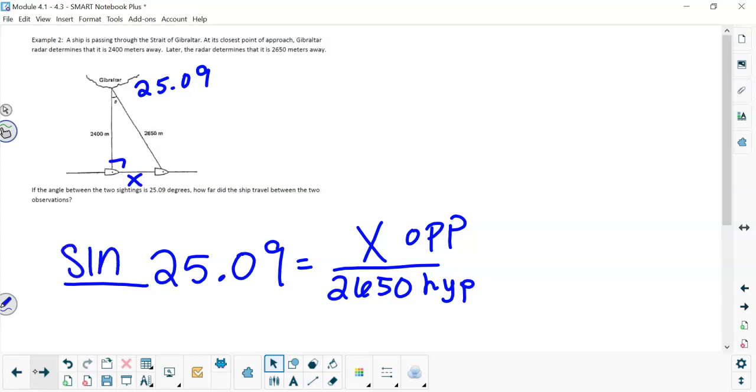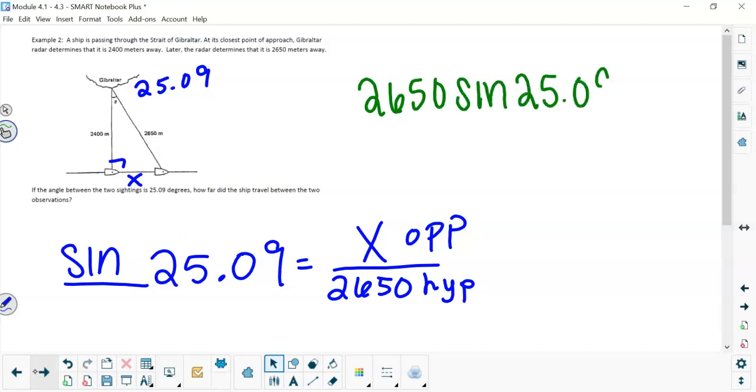So remember, that's great. You guys should totally be able to roll with fractions in your equation. Remember your calculator ready answer is 2650 times the sine value of 25.09. That's going to equal x. And you put it in the calculator just like that.